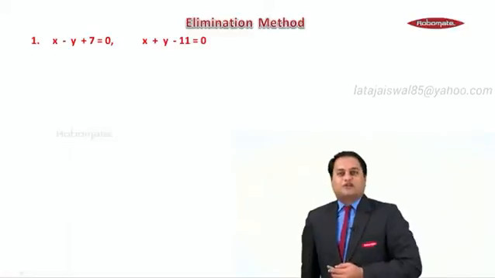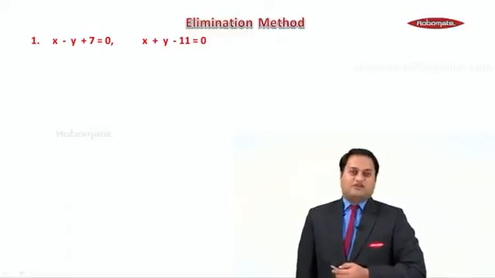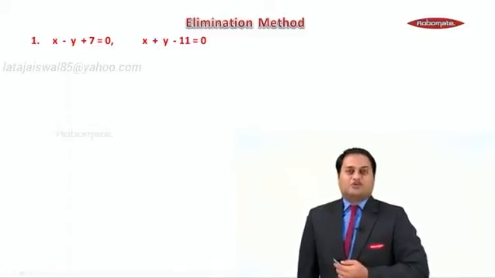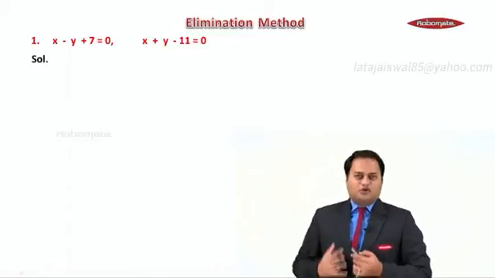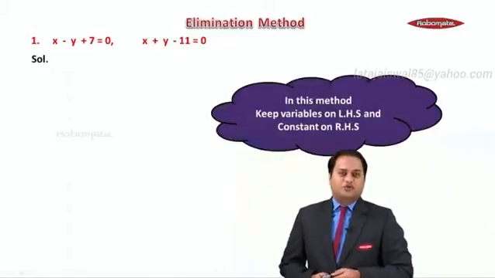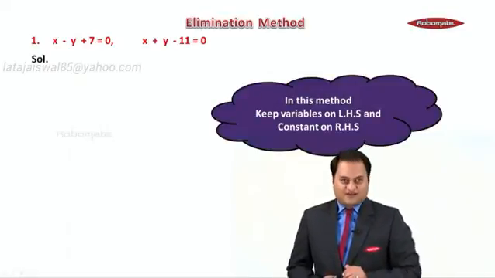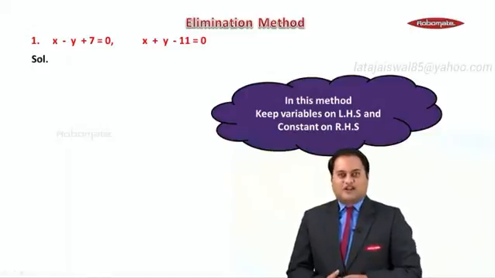There is an equation given, x minus y plus 7 is equal to 0, x plus y minus 11 is equal to 0. Let's solve it. Solve it means let's get the values of x and y by elimination method. The first thing that we need to do in this method is, we need to see to it that variables are in the left hand side and constants are in the right hand side. So that's the first step. Variables in left hand side, constants in the right hand side.